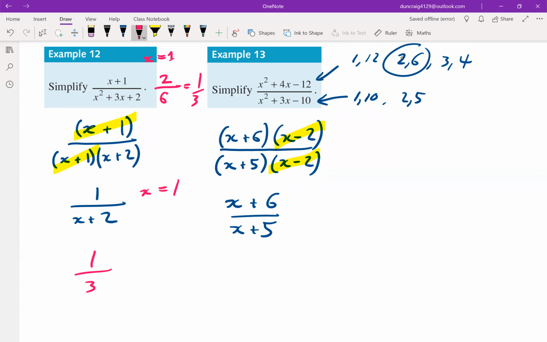The same would apply for example 13. If you put a value into both of those, you should get the same value. Actually, let's test it out. Let's put in x is equal to 0 into this one here. You would get minus 12 over negative 10, which simplifies down to 6 over 5. Let's put x is equal to 0 into here. What do we get? 0 plus 6 is 6, and 0 plus 5 is 5. Yep, you get the same fraction there. So put anything in, and then you know you're on the right track.